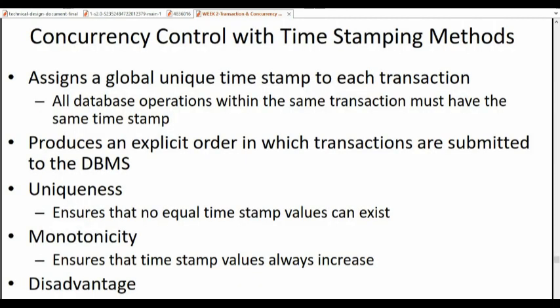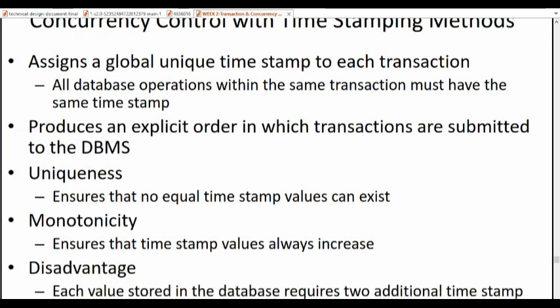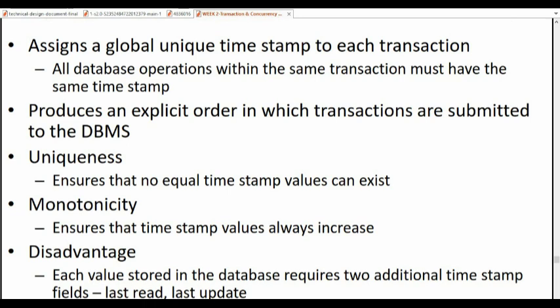So we can introduce concurrency control with timestamping methods. That is where we basically just assign a global unique timestamp to each transaction. It also produces an explicit order in which transactions are submitted to the database management system. Uniqueness ensures that no equal timestamp values can exist. Monotonicity ensures that timestamp values always increase. If you're increasing that value, then the timestamp values will not be the same. However, we have a disadvantage: each value stored in the database requires 2 additional timestamp fields, that is, for the last read and the last update.